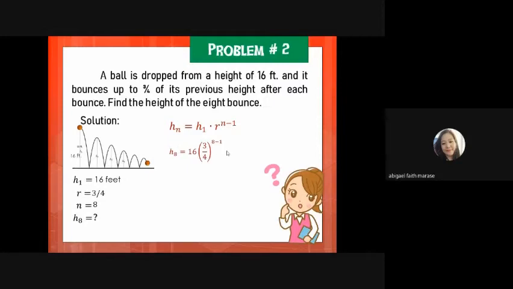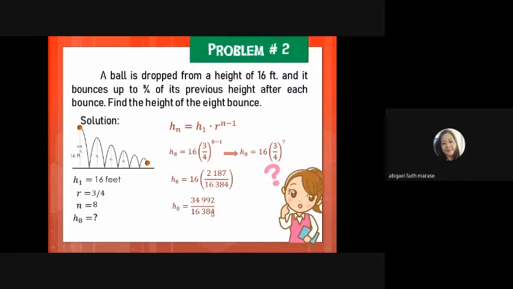So ito muna simplify natin, 8 minus 1, that will be equal to 16 times the quantity of 3/4 raised to 7. So simplify natin to, okay, by eliminating our exponent. So that will be 3 raised to 7 and 4 raised to 7. That is 3 raised to 7 is equal to 2,187, and 4 raised to 7 is 16,384.